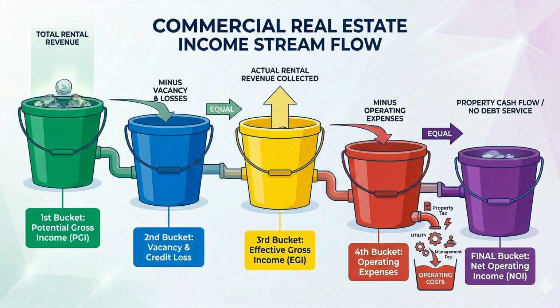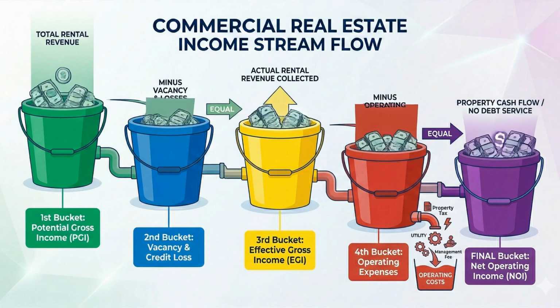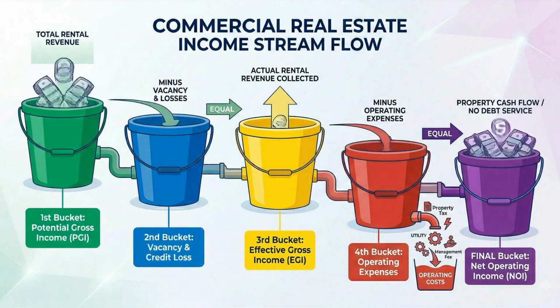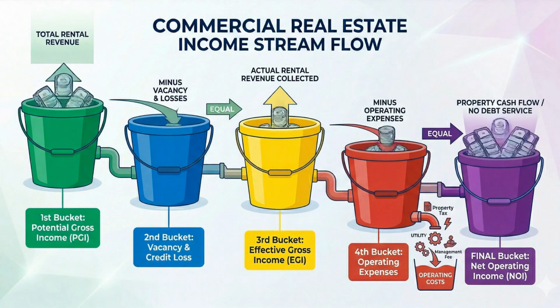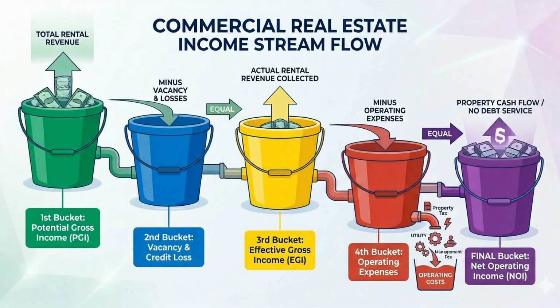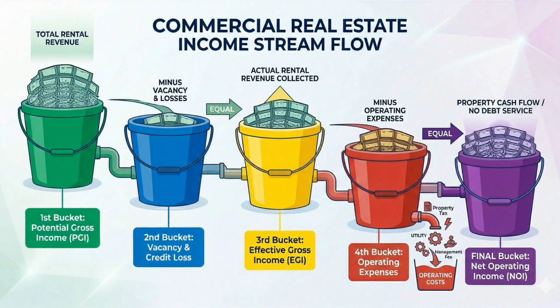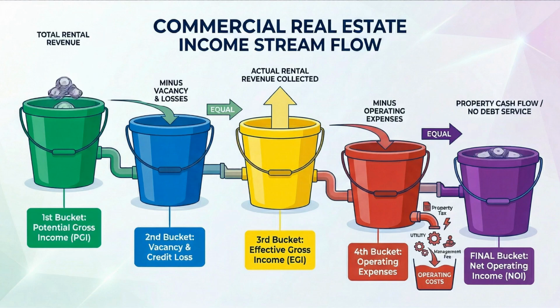After subtracting those, we arrive at the yellow bucket. Effective gross income, or EGI. EGI is the income the property actually collects. So here's our first formula. Potential gross income minus vacancy and credit loss equals effective gross income.